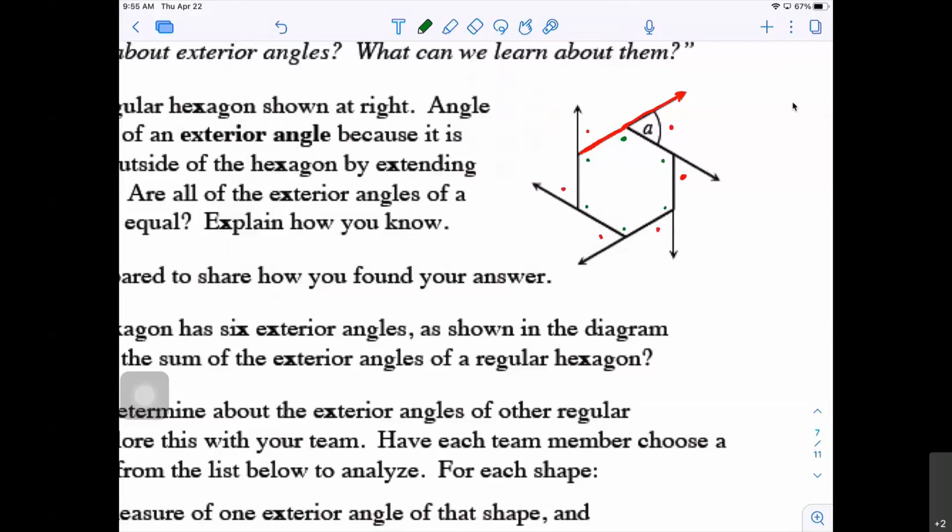Where's this one? So the interior? No, don't worry about this. I mean, you need this sum in order to get each one, but find each interior, each exterior, and then the sum of the exterior.